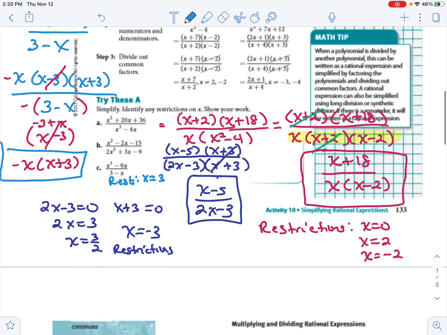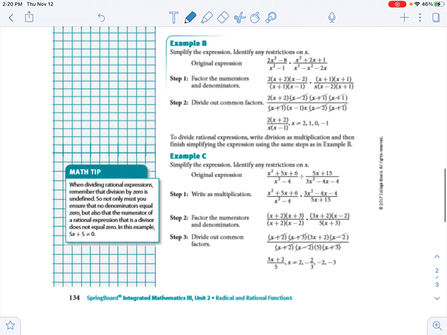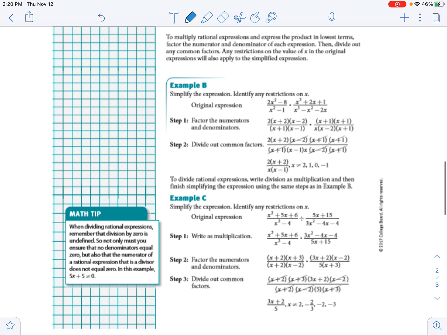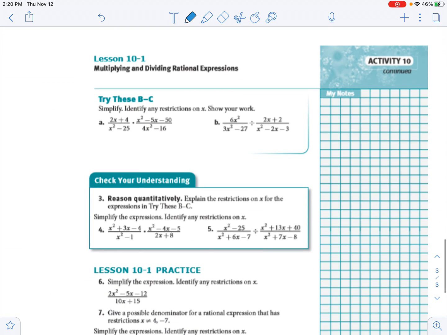Okay. So on the next page is where we start getting into actually multiplying and dividing expressions. And if you know how to simplify, you'll be able to multiply and divide without too much trouble. So this page is really all examples that I'll do in class. So what I want to do is try a couple of these. Now with multiplying, remember when you multiply fractions, you multiply numerator times numerator and denominator times denominator.